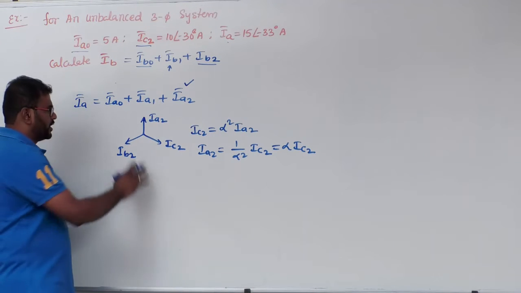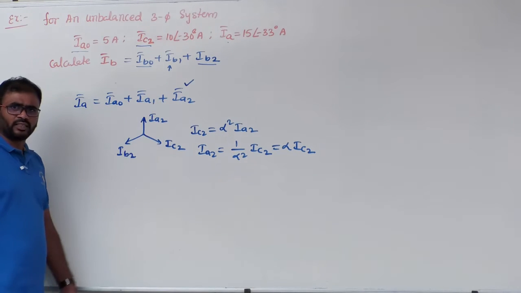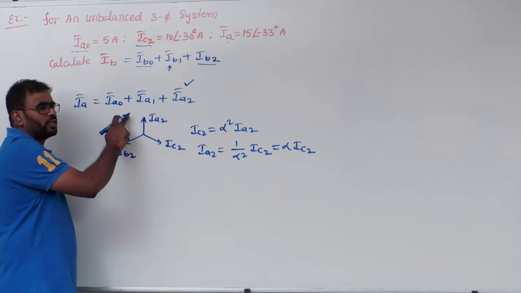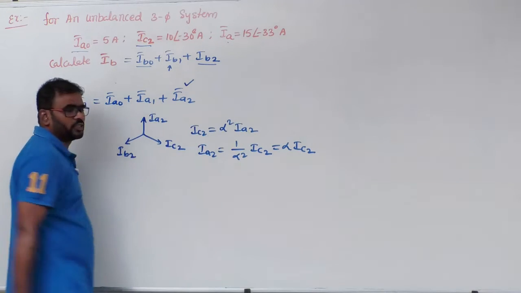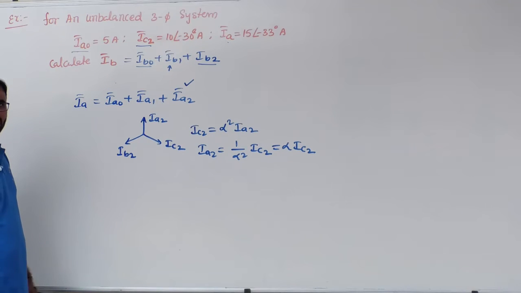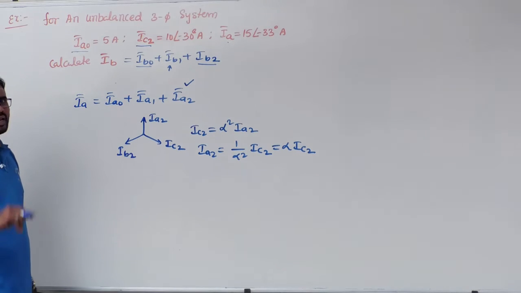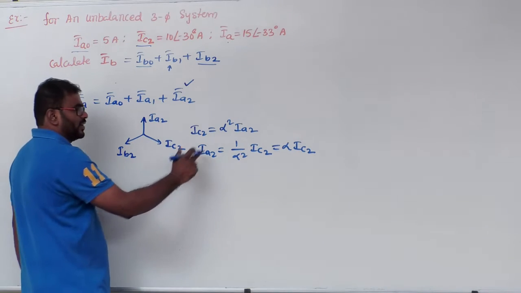Okay, simple. We need to play with these three phasors, nothing else. Otherwise, IA2 leads IC2 by 120, so directly IA2 equals alpha times IC2. In that way also we can say. We are just playing with the phasors, nothing else, using the alpha parameter. So I can write IA2.